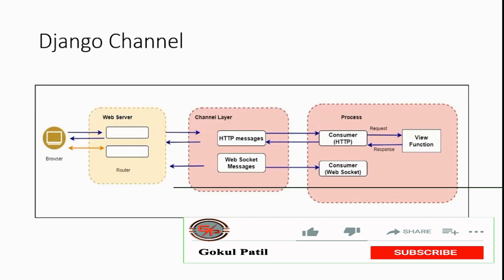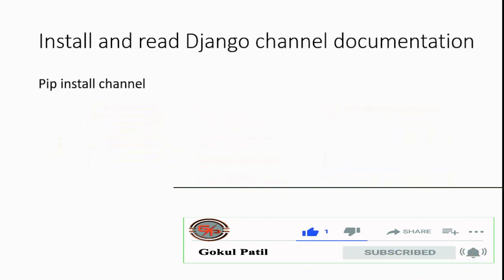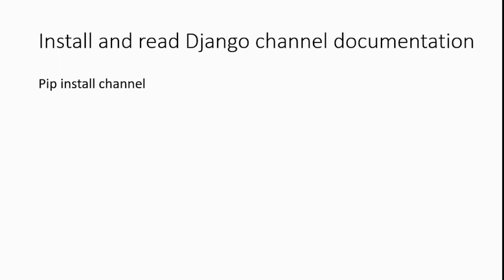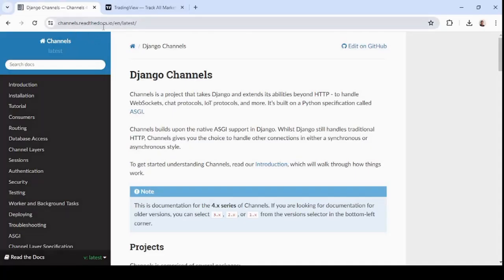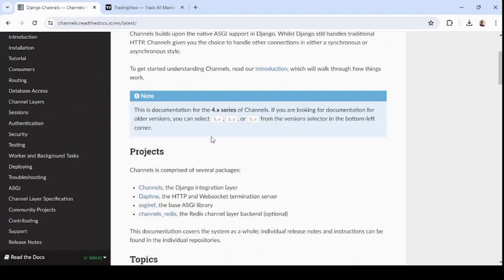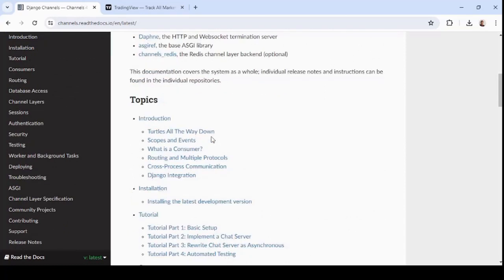Now next is how to install and read the Django Channels documentation. To install Django Channels, we need to type the command pip install channels so that channels is installed and we can use it. To access the documentation of channels, we need to go to channels.readthedocs.io, and here you can find all the documentation. These are all the channels-related documentation. We will cover all the documentation throughout the series, so keep watching to understand each and every part of channels.